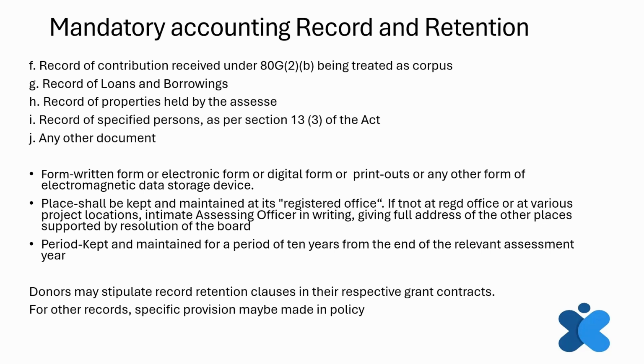The period of retention of records is 10 years. Now, this is now mandated. So accounting records, books of accounts, the other documents that I mentioned, 10 years. So the contract with the donors might say whatever, but the accounting records, the books of accounts and the other records mandated under Rule 17 AA have to be kept for a period of 10 years. Okay. Now, donors may stipulate record retention requirements, but this will override whatever is the requirement.